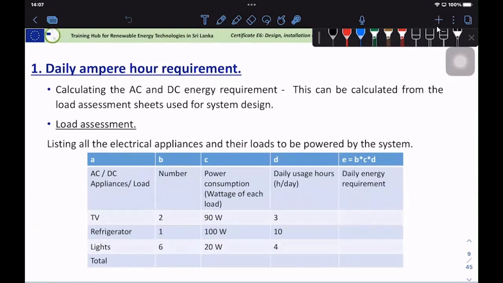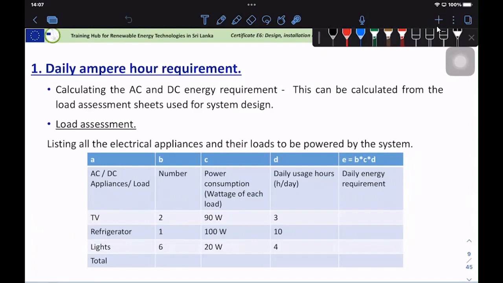All the electrical appliances that are used in the system or in the household. For example, we'll first consider a small system that is maybe connected to solar and wind, and that is powering a household. So these are household loads. Examples: TV, refrigerator, and lights. These are the appliances used, the number of appliances, and the power consumption of each appliance is given here, and how much time we use those appliances per day.